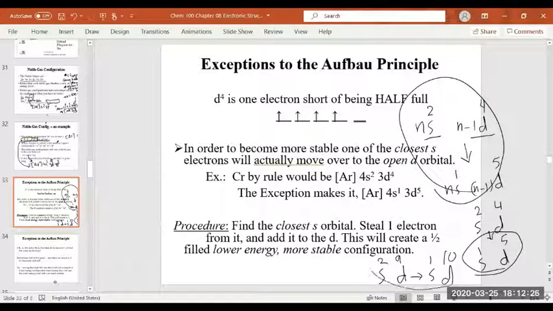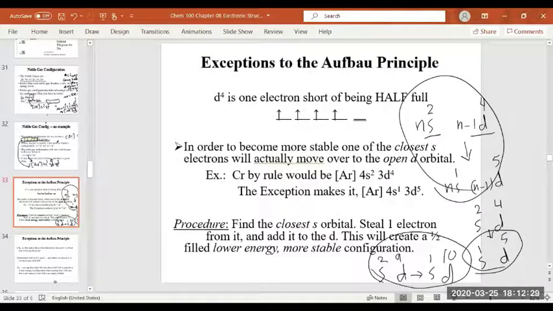Just focus right now on this exception. Don't worry about the other exception. We have some other exceptions when we start to fill the f orbital, but right now, these two exceptions. Why has this exception happened? Because half filled or full filled is more favorable. Half filled here, or full filled here for the d, is more favorable.